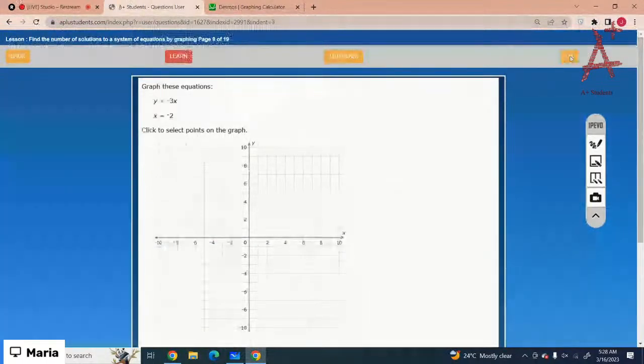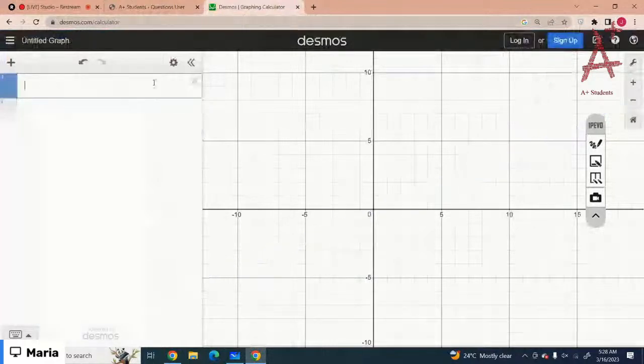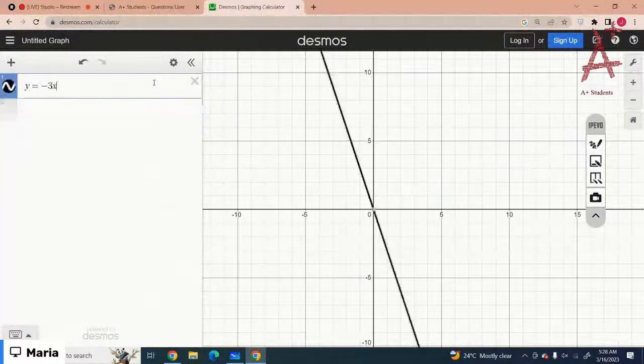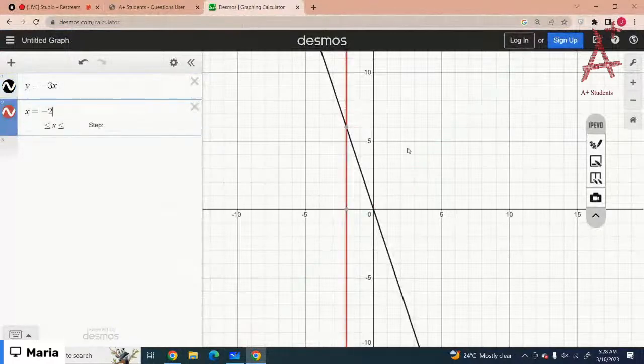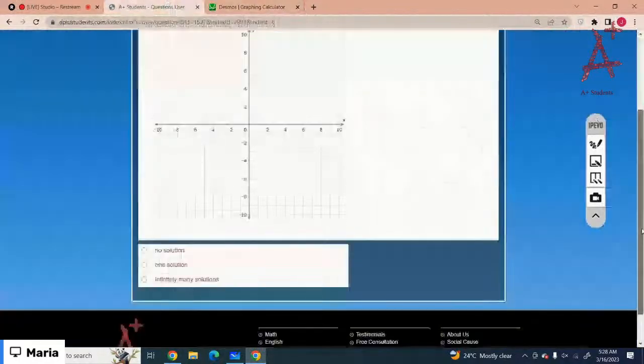Okay, the next one is y equals negative 3x and x equals negative 2. You can use proper graph paper to plot these lines, then you can find the solution, got it. At the point, they are intersecting at just one point. So the system has just one solution, got it.